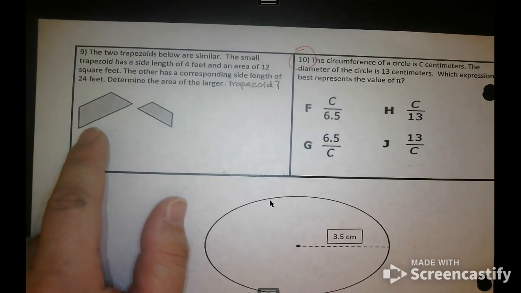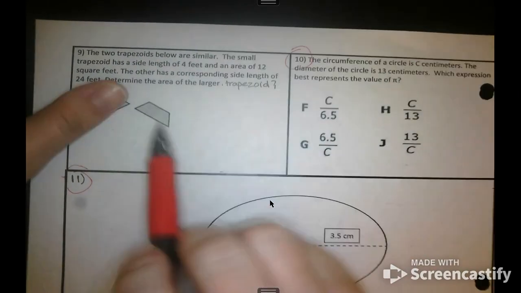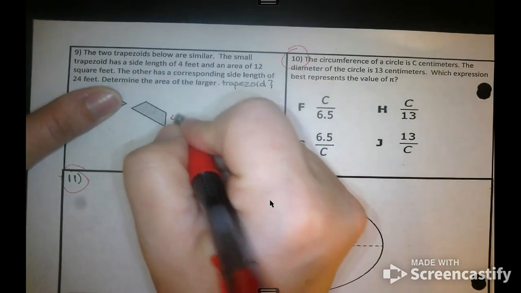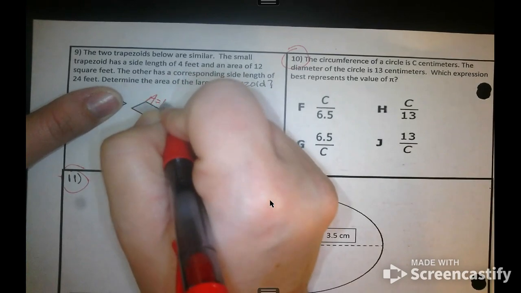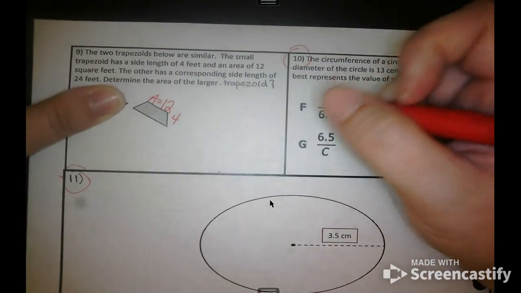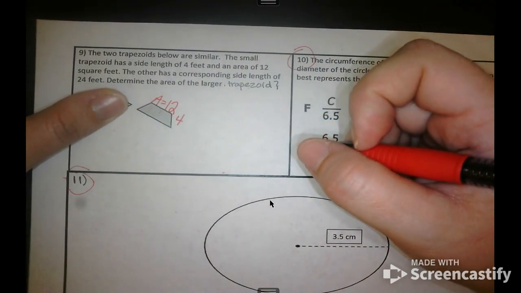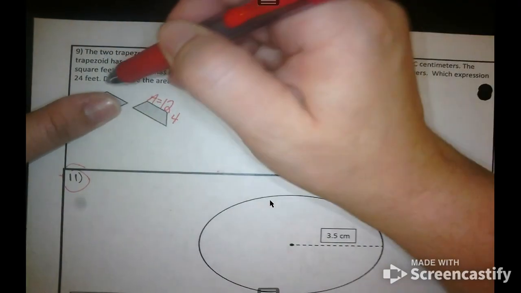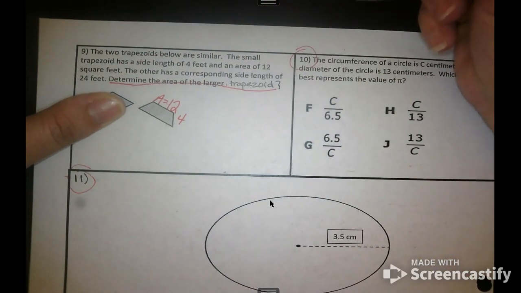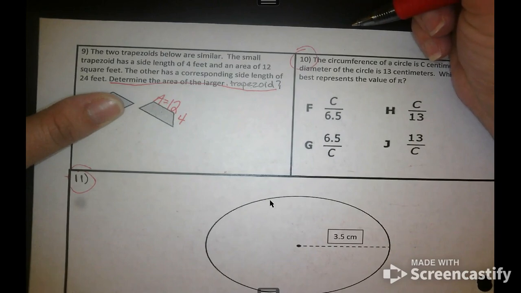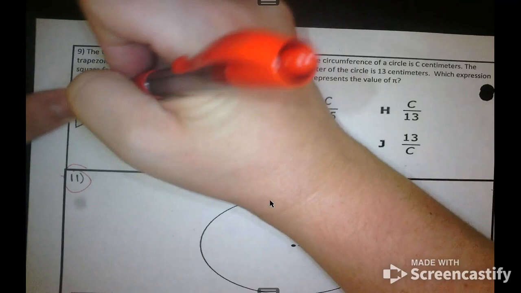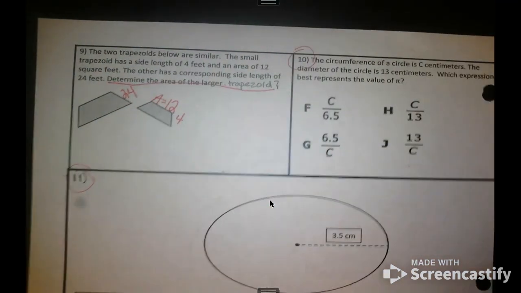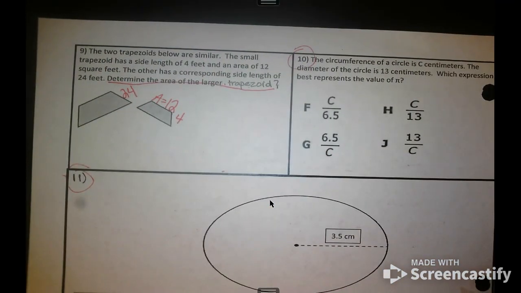The 2 trapezoids below are similar. The small trapezoid, so here, has a side length of 4 and an area of 12. What do you think I'm going to be doing? Finding the new area, right? Okay. So it says the other corresponding side length is 24. What do I have to find before I can do anything else? The scale factor.